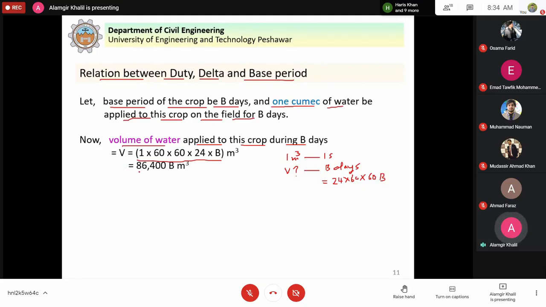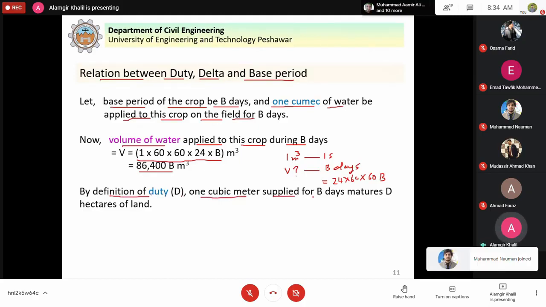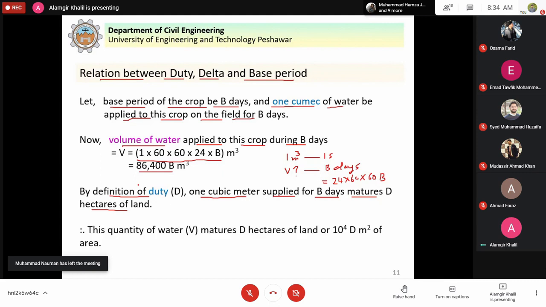So this is equal to 86,400 B cubic meter. Now, by definition of duty, 1 cubic meter supplied for B days matures D hectares of land. So this quantity of water matures D hectares of land, or 10 power 4 into D square meter of area.